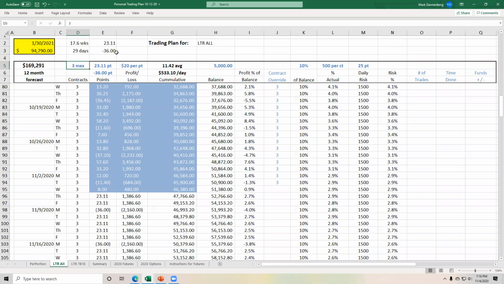So based on the current run rate, 23.11 and minus 36, forecasting those same values going forward, and limiting our exposure of contract scale to no more than 3 contracts, starting with $5,000, the income projection for a 12-month period is $169,291. I think that's pretty reasonable, having started with $5,000, and you'll have to make the decision for yourself if that is meeting your personal goals for your personal trading plan.